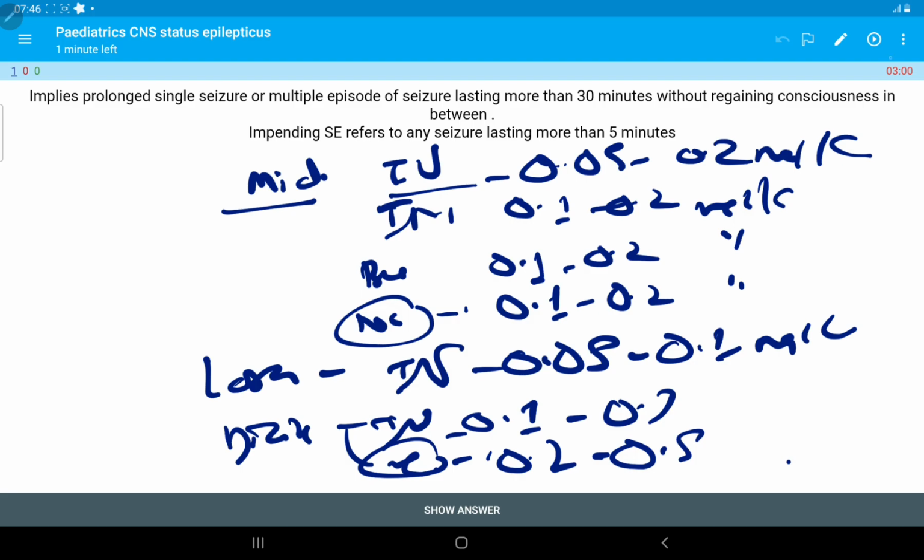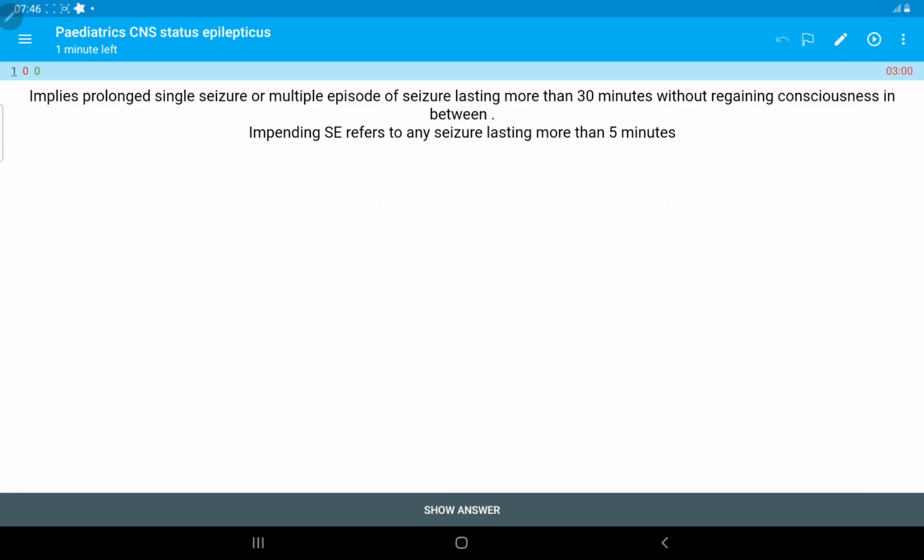So in this way we have discussed status epilepticus. We have defined status epilepticus: a seizure that continues for more than 30 minutes with no return of consciousness in between. You may find these etiologies: CNS infection, including meningitis, encephalitis and intracranial abscess. Then electrolyte disturbances: hypocalcemia, hypoglycemia, hypomagnesemia, hypokalemia, hyponatremia.